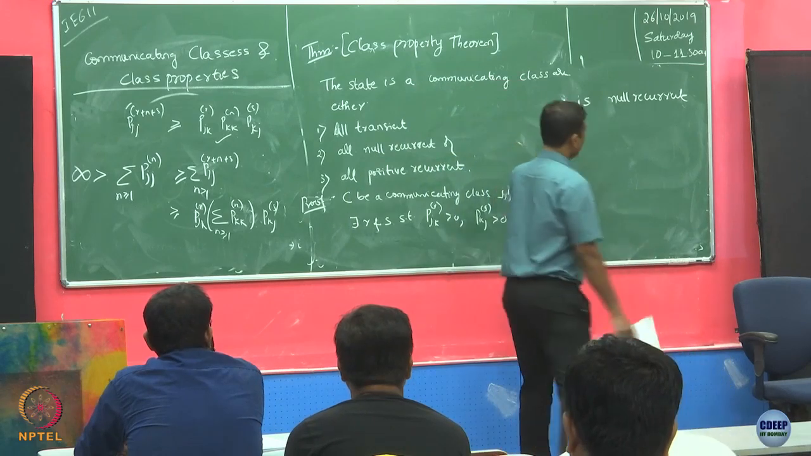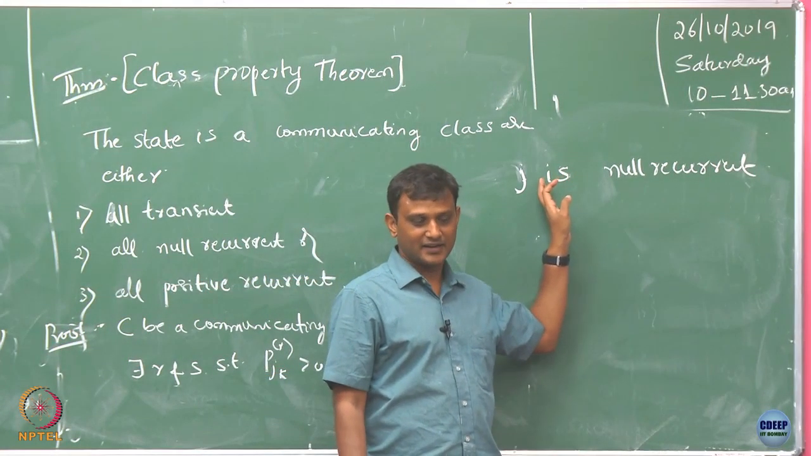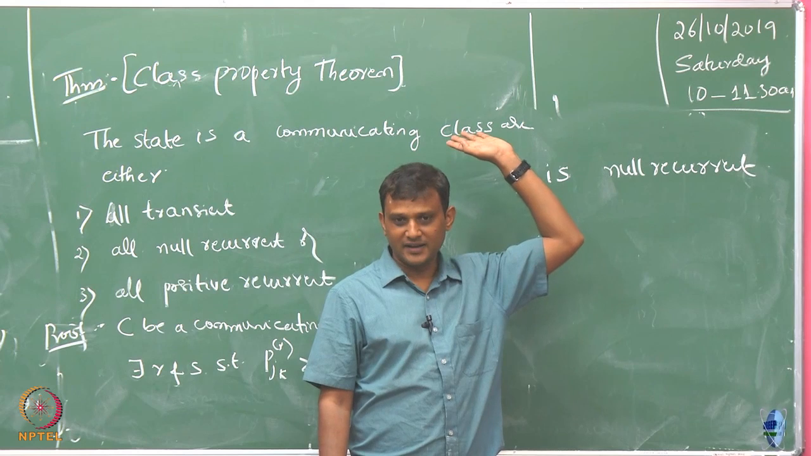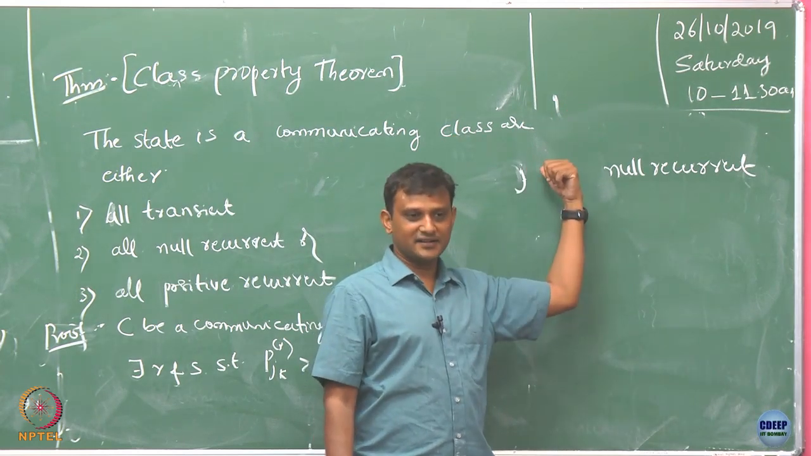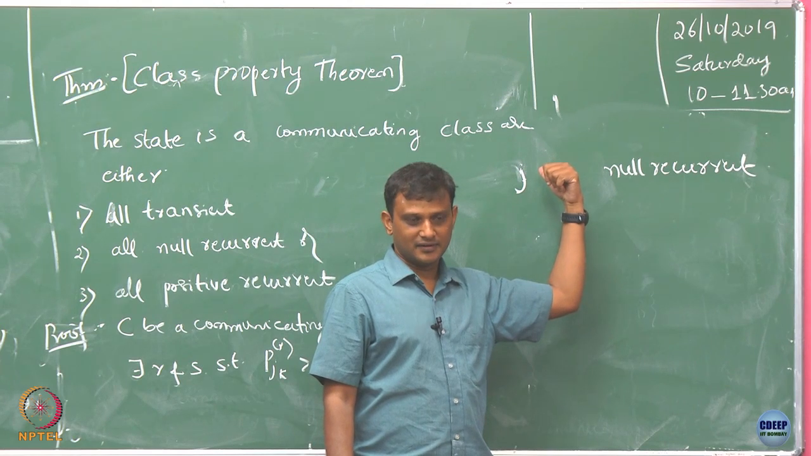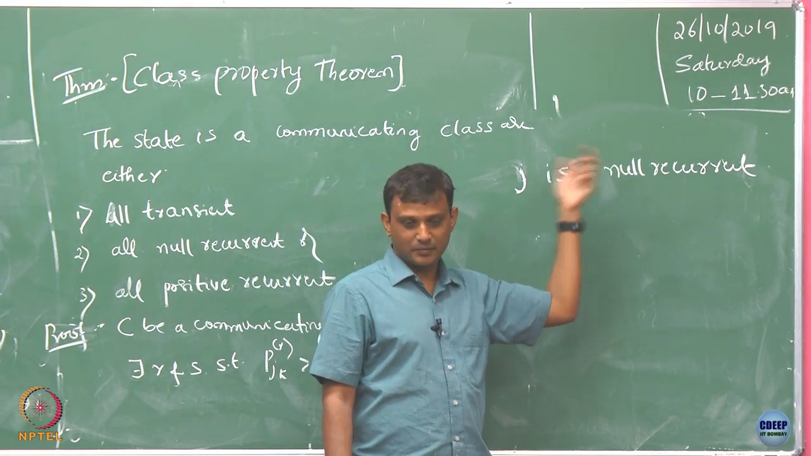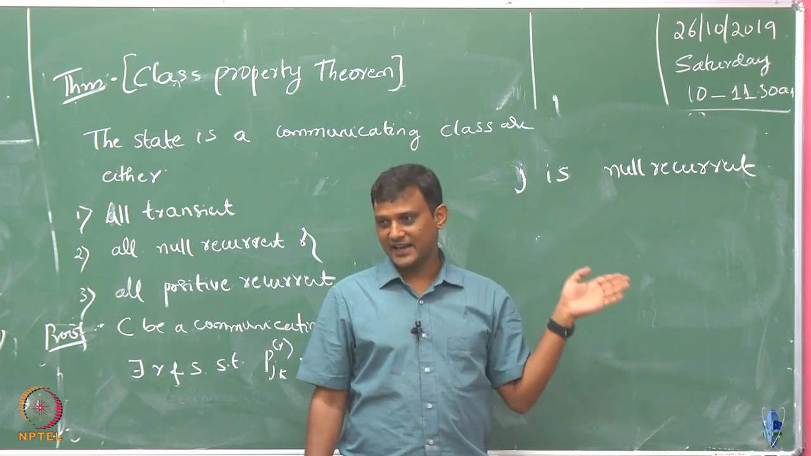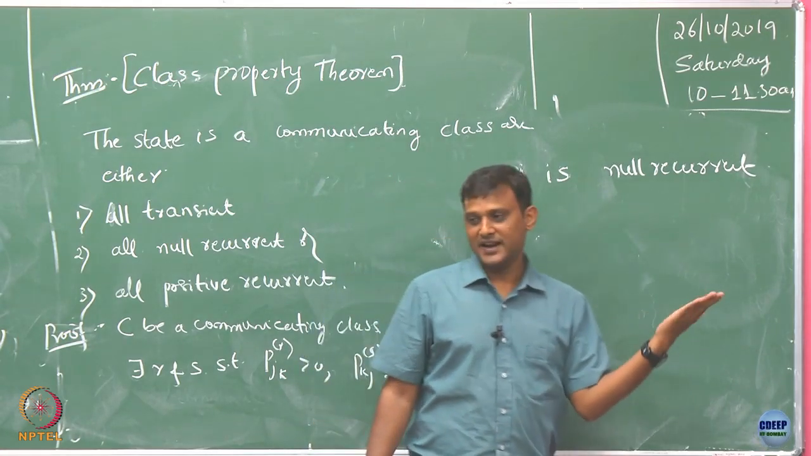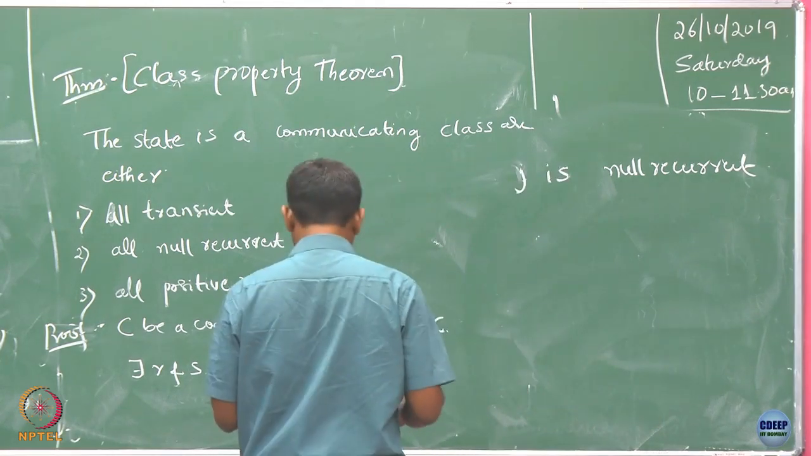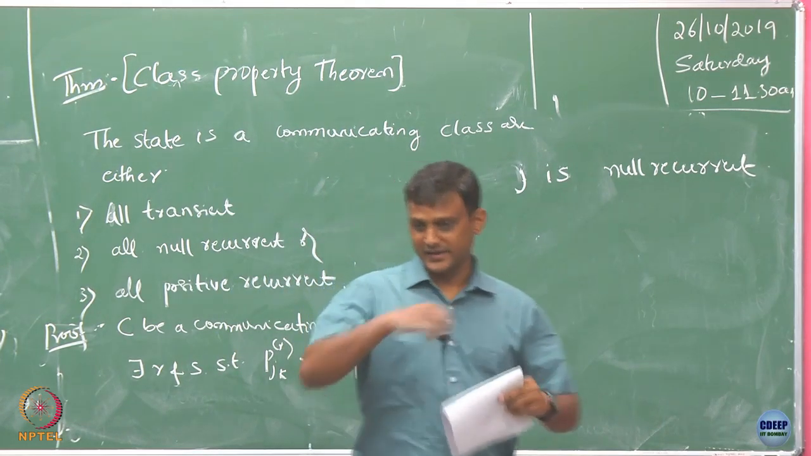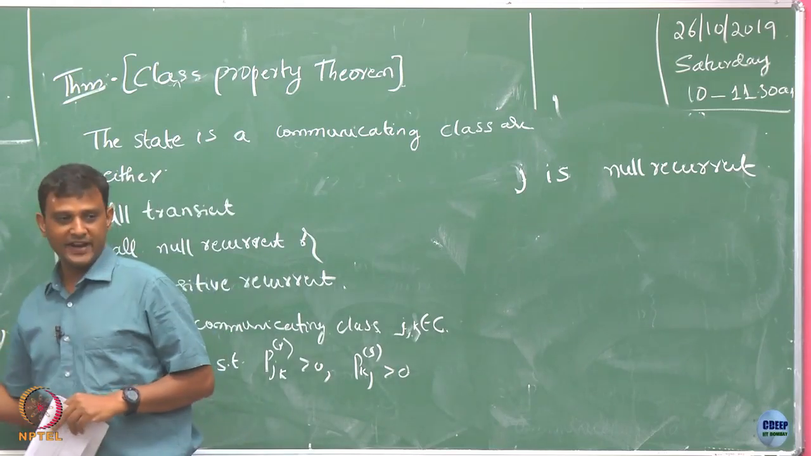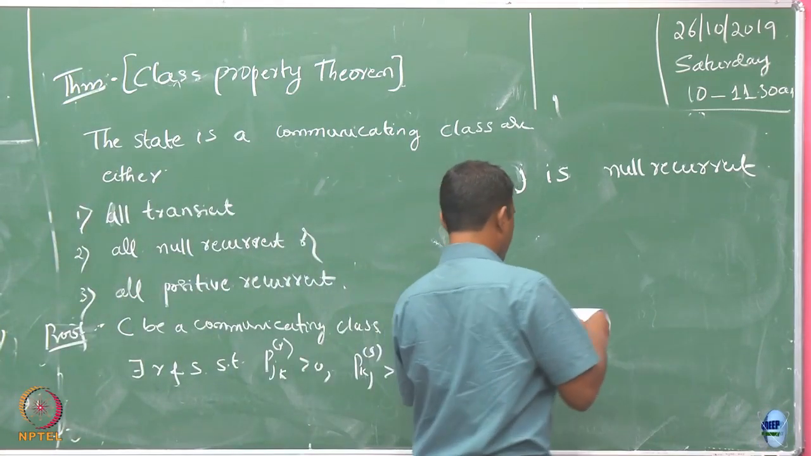Suppose j is null recurrent, and if I assume that this implies k is transient, then I am contradicting my first statement, right? If k is transient, then it must be the case that j must also be transient, but I am assuming that j is null recurrent. So by this contrapositive argument, this can't be the case. So j could be either null recurrent or positive recurrent. So let us see which it is. We have to then use another result we have used, where instead of looking at the sum, we look at their averages. So let us try to look at the average.